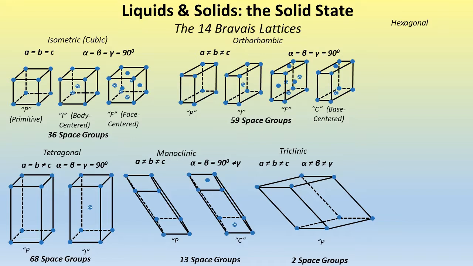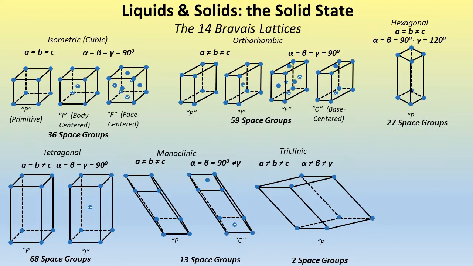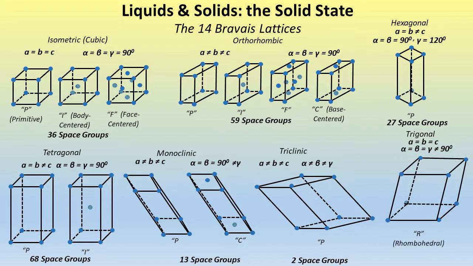The other 2 shapes are special cases. You have what is called a hexagonal lattice, where A and B are the same, C is not. Alpha and beta are 90, but gamma is specifically 120 degrees. This too can only give a primitive lattice with 27 space groups. And finally, you have a trigonal configuration. The lengths of all the sides are the same. The angles are equal but do not equal 90. This gives a rhombus or rhombohedral shape with 25 possible space groups.